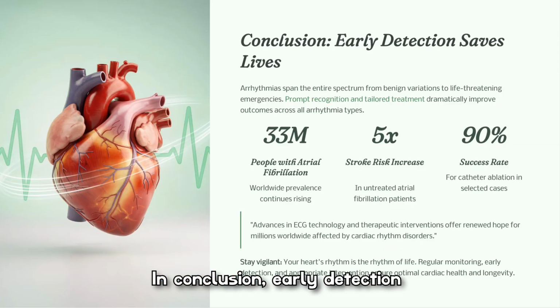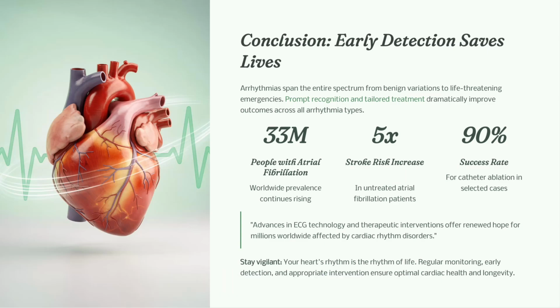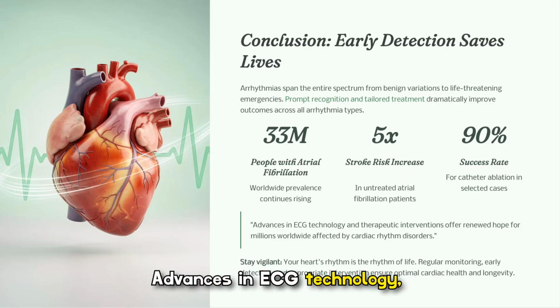In conclusion, early detection and tailored treatment dramatically improve outcomes for people with arrhythmias. Advances in ECG technology, catheter ablation, and device therapy offer real hope. So regular monitoring, prompt evaluation of symptoms, and appropriate intervention help preserve cardiac health and save lives.